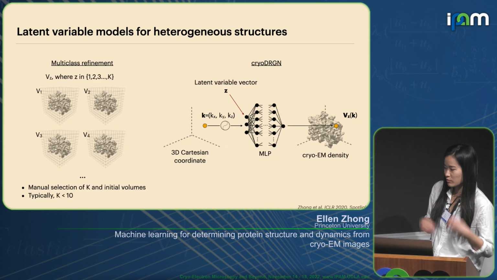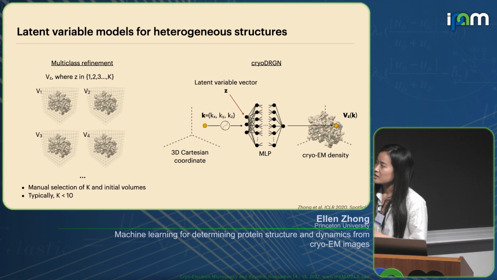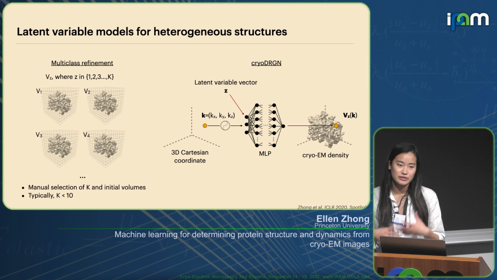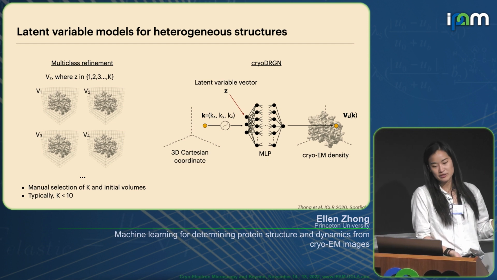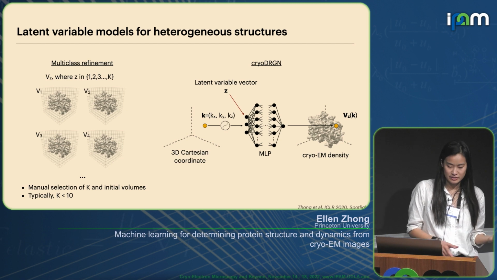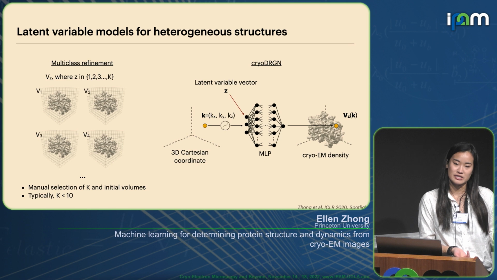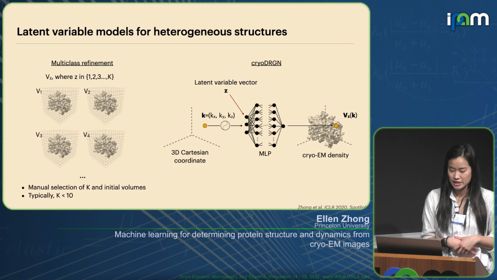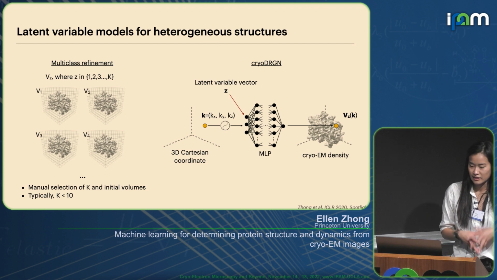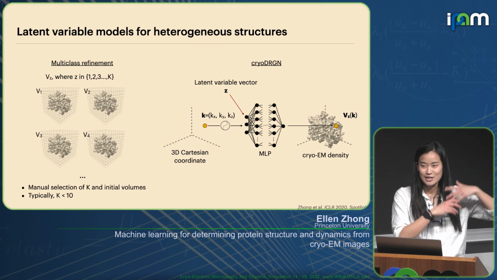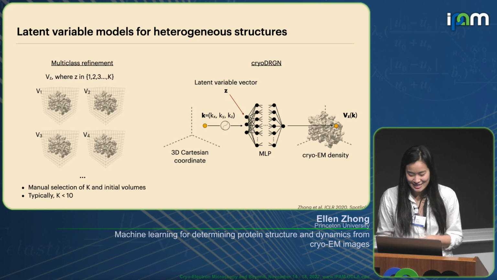So why are we doing this? The main reason is to model heterogeneity. In the traditional 3D classification or multi-class reconstruction approach, we have K separate voxel arrays. Again, there's this issue where you have to manually pre-specify K and their initializations, which can definitely bias the results of the reconstruction. Typically you're limited to around 10 volumes, although I think later versions of CryoSPARC say you can reconstruct hundreds of volumes in 3D classification, which is quite exciting.